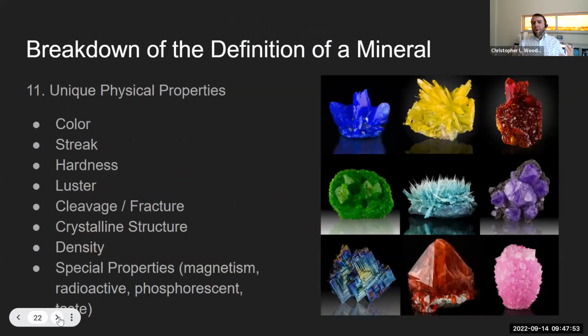Next, all minerals have unique physical properties, a combination of unique physical properties. These are the properties that we use to identify them. Properties such as color, streak, hardness, luster, how it breaks, cleavage versus fracture, that crystalline structure as well. Density, very nice property that we can use to classify minerals. And then any special properties, like some minerals are magnetic, some minerals are radioactive, some glow under ultraviolet light, some have a special taste, like halite or salt.